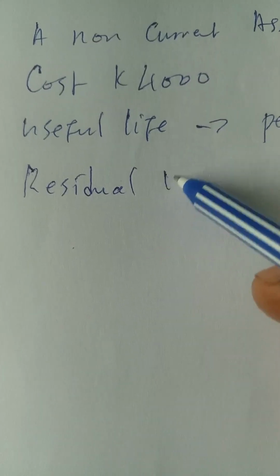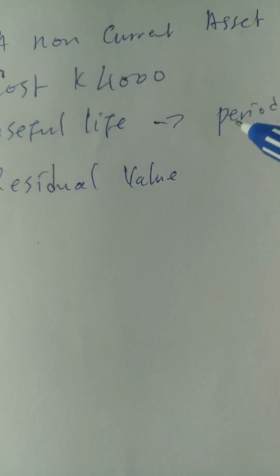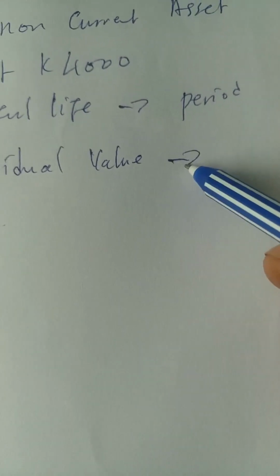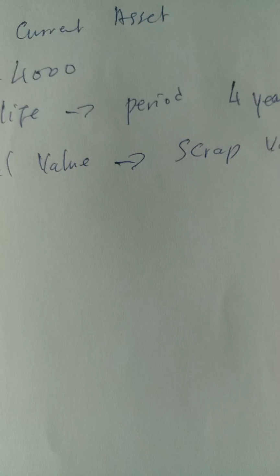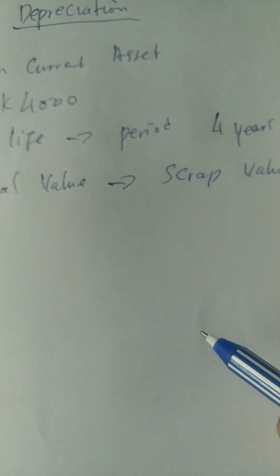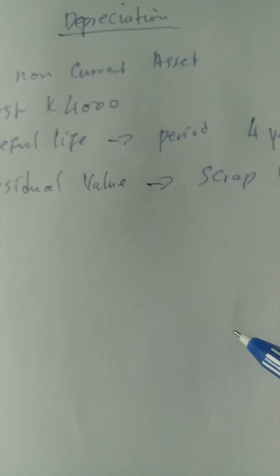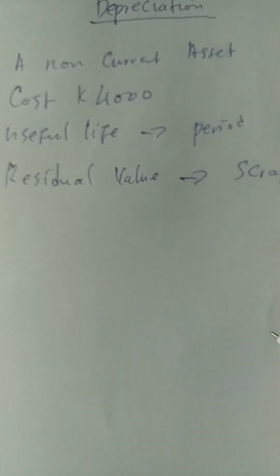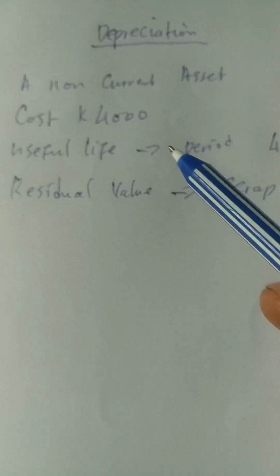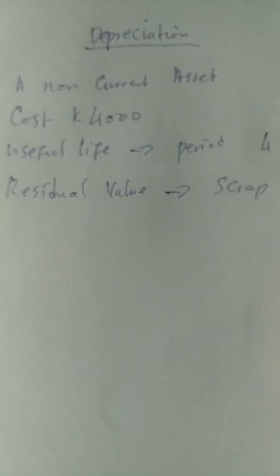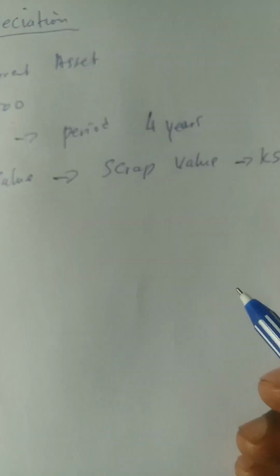Residue value, I don't know the spelling, maybe I've made a mistake. The residue value is the scrap value, same as scrap value. Let's say at the end of the useful life of this non-current asset, it will have a certain value. It won't be out of value completely. So let's say from 4,000, the original cost, maybe you estimate a residue value of 500 kwacha. That's the value at the end of the useful life of this non-current asset.